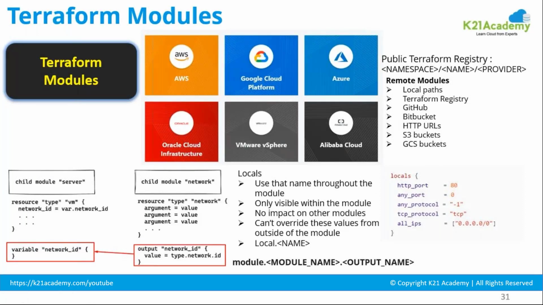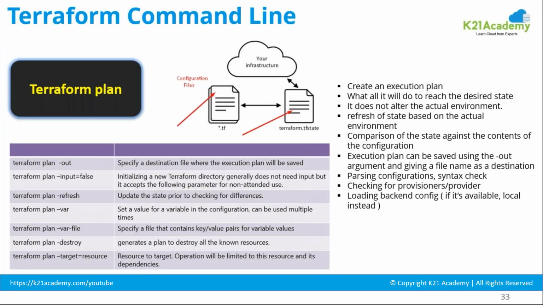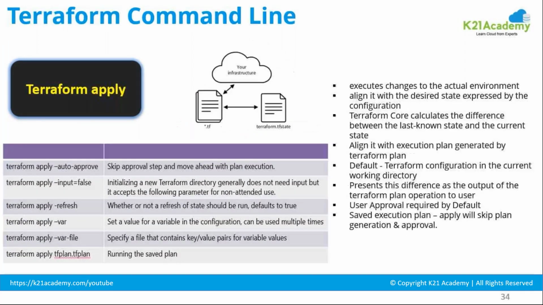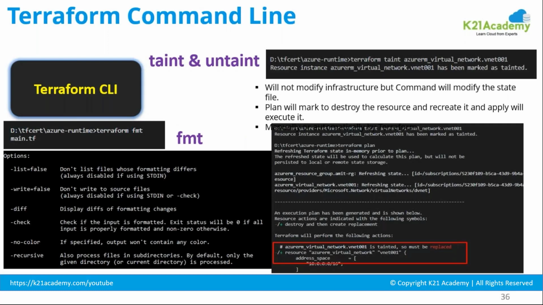So these are the different modules that we had. We have modules available from different providers also. These are the different modules available from GitHub, Bitbucket, HTTP, S3, GCS, and many more. Then these are the different commands that we were using to initialize our resource provider: terraform init, terraform plan, terraform apply, terraform destroy, different commands that we used.